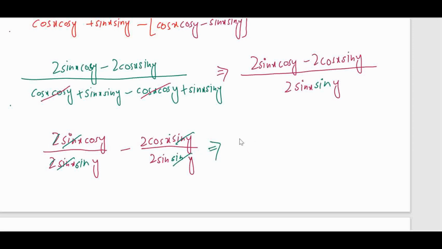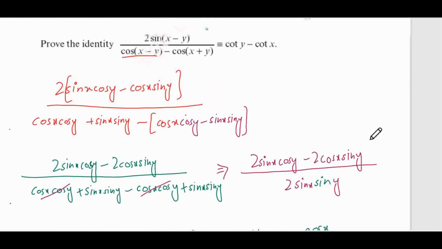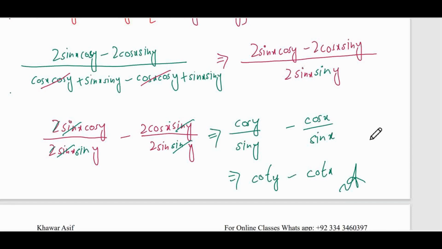So finally here we have cos of y divided by sine of y minus cos of x divided by sine of x. So finally this will be equals to cot of y minus cot of x. This will be the final answer and this will be the right hand side. Cot of y minus cot of x.